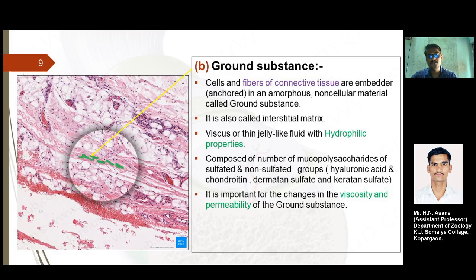Non-cellular material called ground substance. It's also called interstitial matrix. Interstitial means situated at the base. It is a viscous ground substance, a viscous or thin jelly-like fluid with the hydrophilic property. Hydrophilic means they are phobic of water molecules, means they are scared of water.